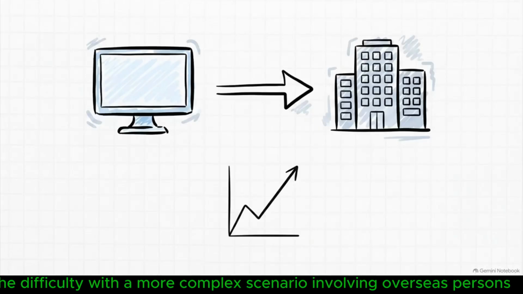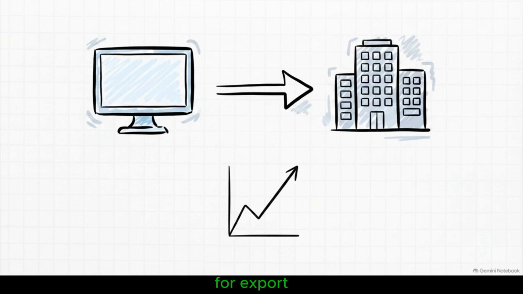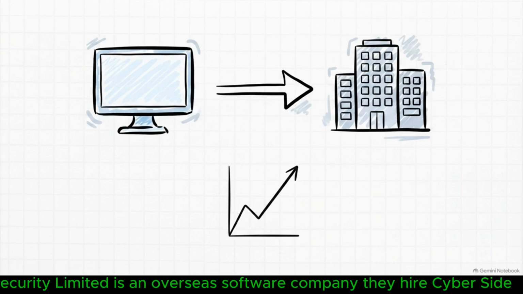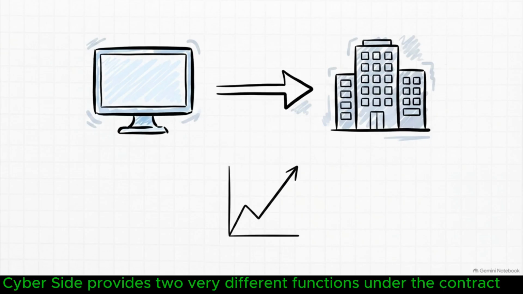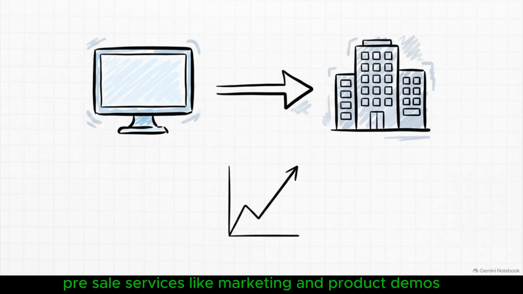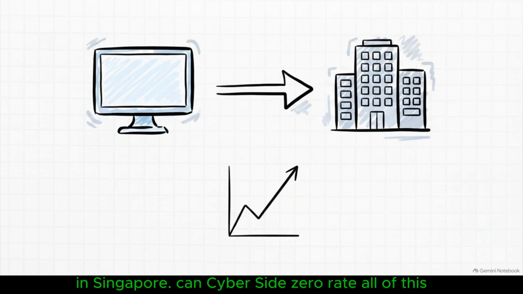Okay, let's wrap up the difficulty with a more complex scenario involving overseas persons, where the service isn't directly related to goods for export. Security Limited is an overseas software company. They hire CyberSide, a tech company based in Singapore. CyberSide provides two very different functions under the contract: pre-sale services, like marketing and product demos, and post-sale services, like actual on-site hardware installation in Singapore. Can CyberSide zero-rate all of this?